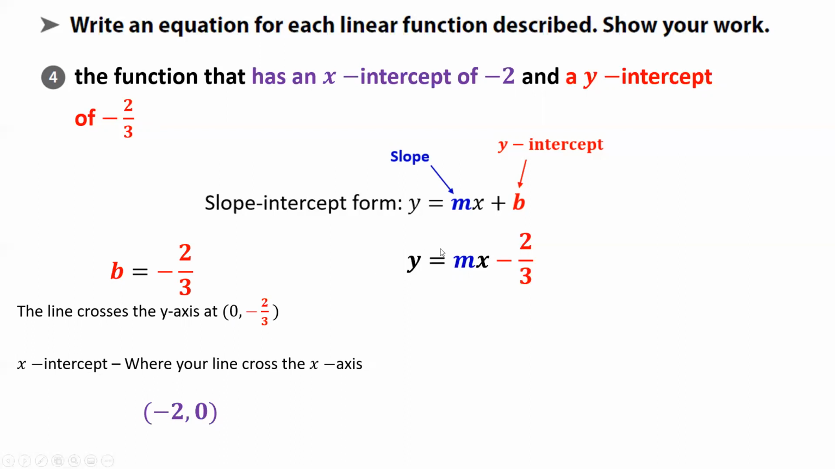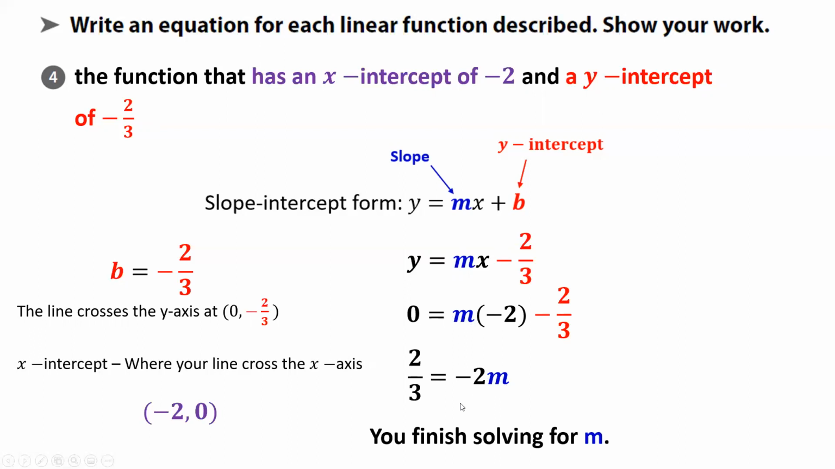I can now plug this into my equation. Instead of y, I'm going to plug in 0. Instead of x, I'll plug in the -2. I now get 0 equals m times -2 minus 2/3. And now I'm going to rewrite this using some algebra. I know I have to get the m by itself, so I'm going to get rid of the -2/3 by adding it to both sides. The opposite of subtracting 2/3 is to add it to both sides, and 0 plus 2/3 gives me just 2/3. And a -2 times an m is simply a -2m.